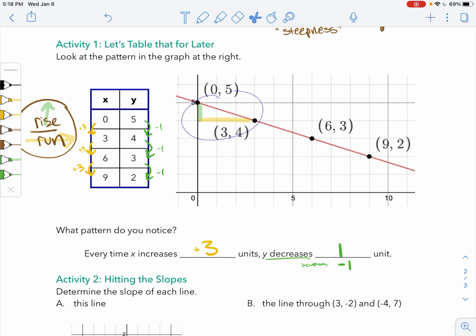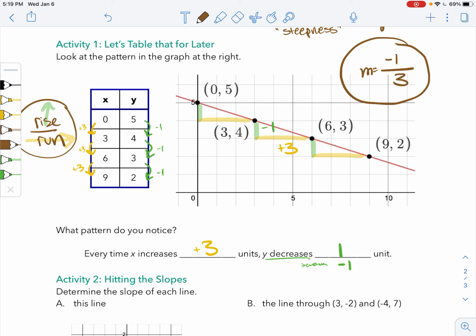And guess what? It's the same thing, so I can just do it again. Down 1, over 3, down 1, over 3. This is a change of -1 plus 3. So that's equal to, our rise is -1, our run is 3, so our slope is -1/3. There's just one of them. Isn't that so fun? So good.